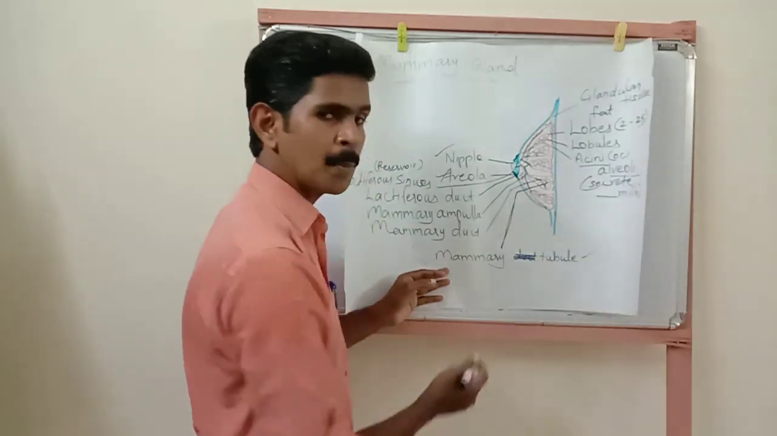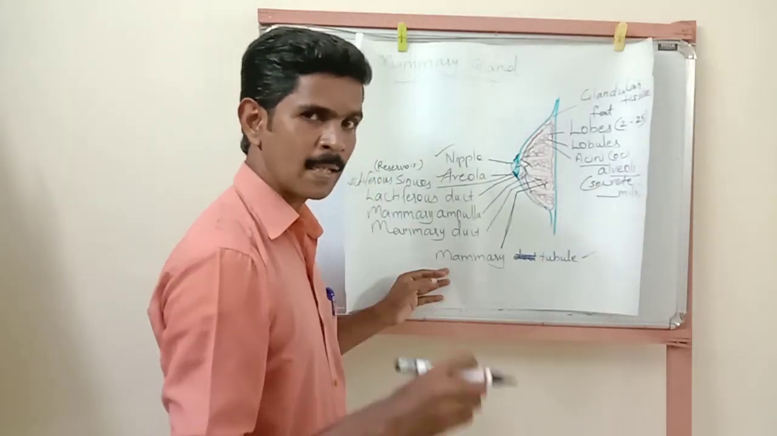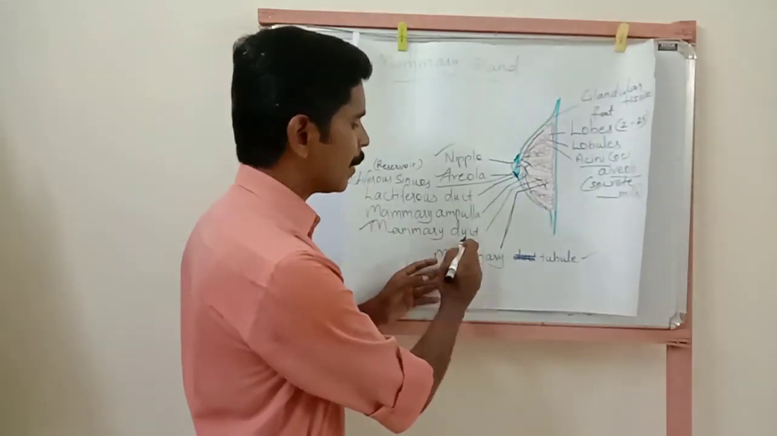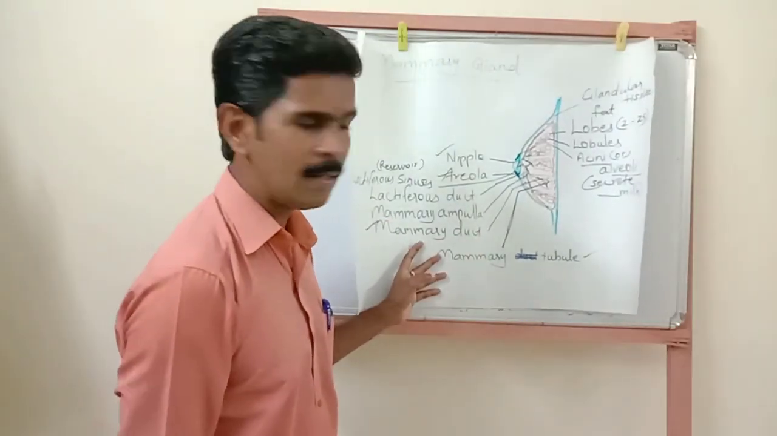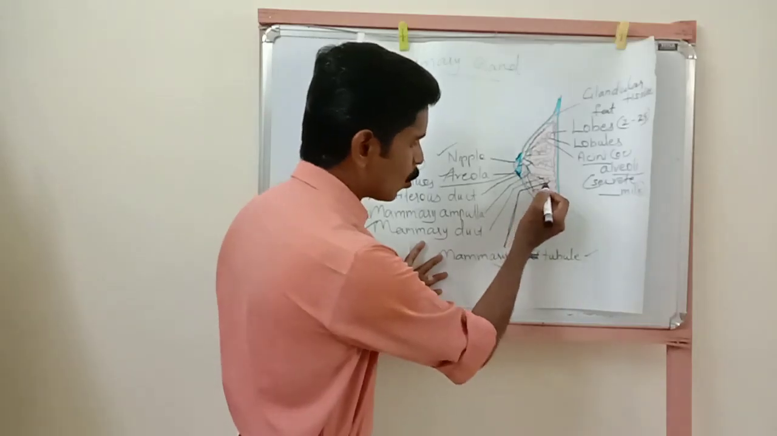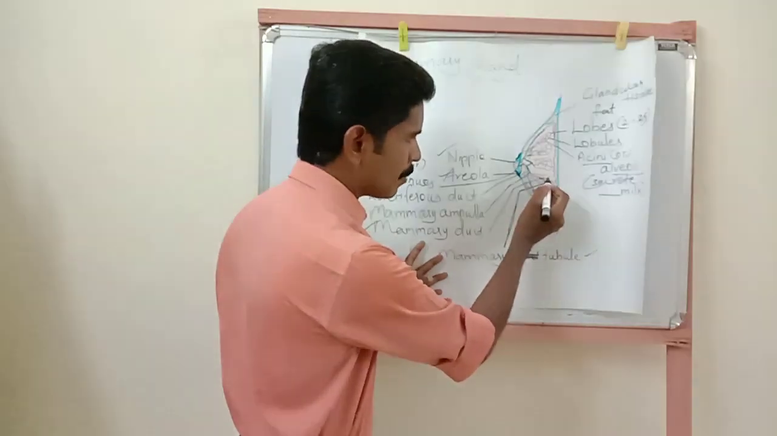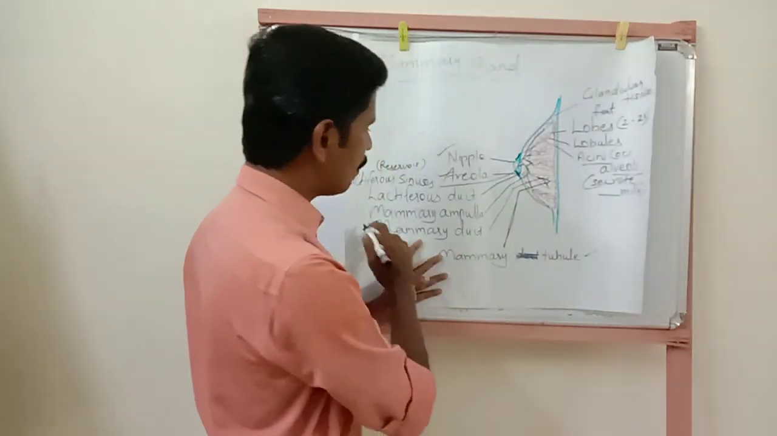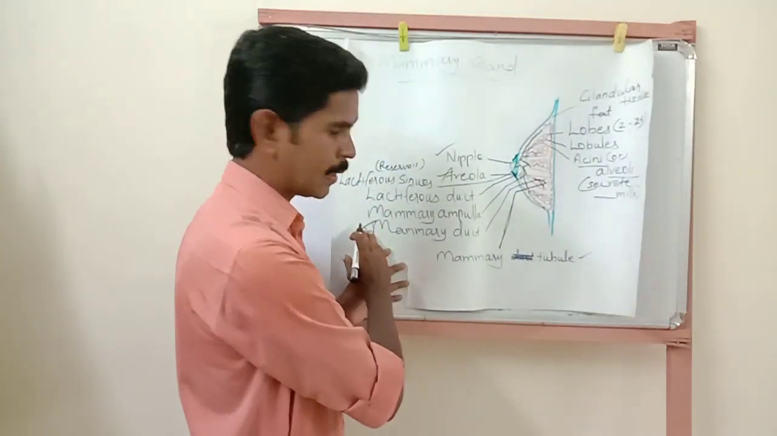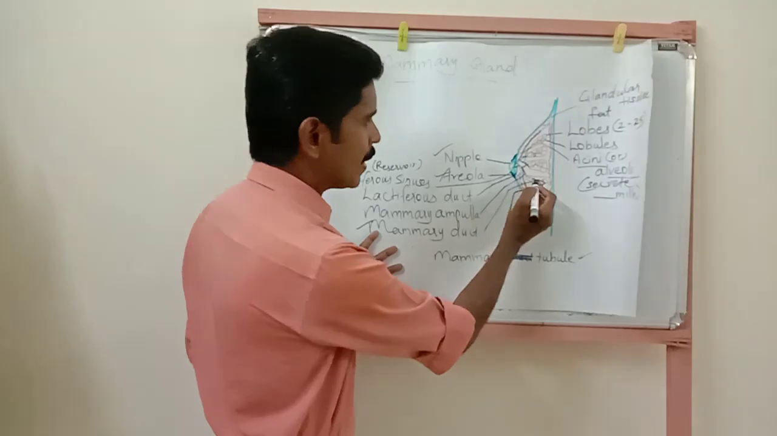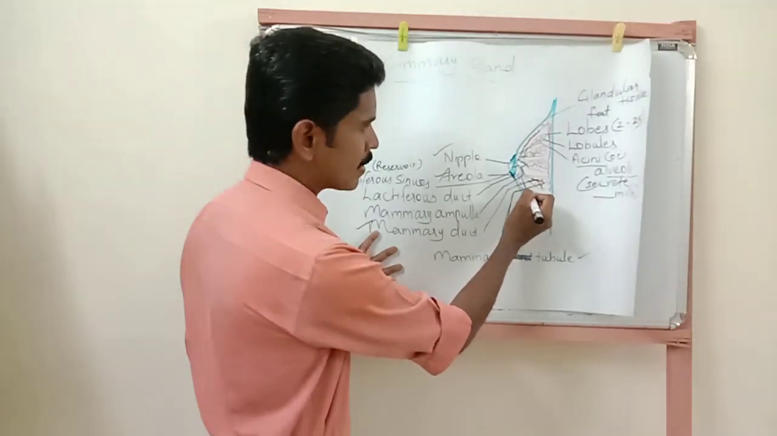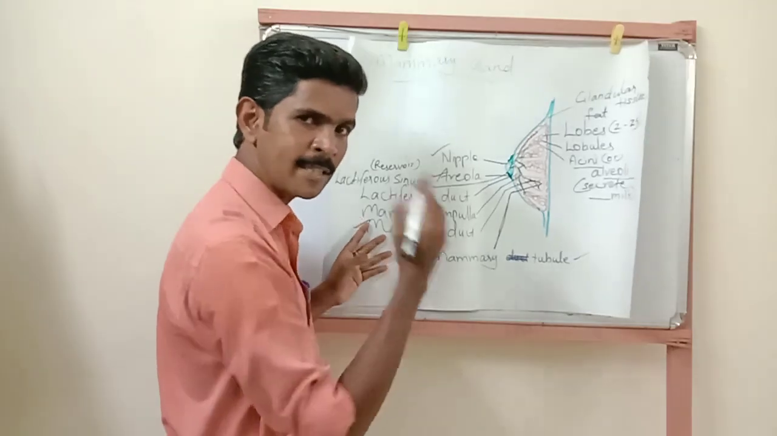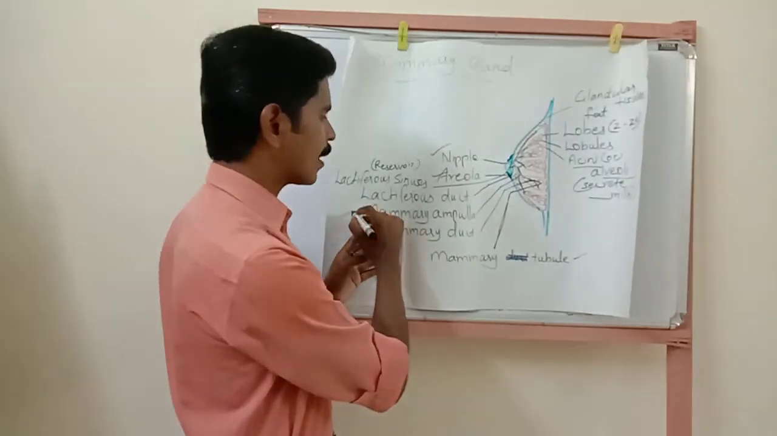Many mammary tubules are joined together and form another tube. It is called the mammary duct. So this is one mammary tubule, this is another mammary tubule. These two mammary tubules are connected together and form a mammary duct. Then many mammary ducts, this is one mammary duct, this is the second mammary duct. Like that, many mammary ducts join together and form a common duct.